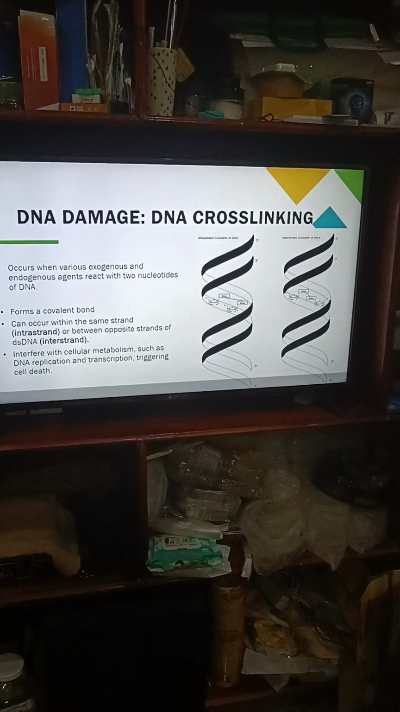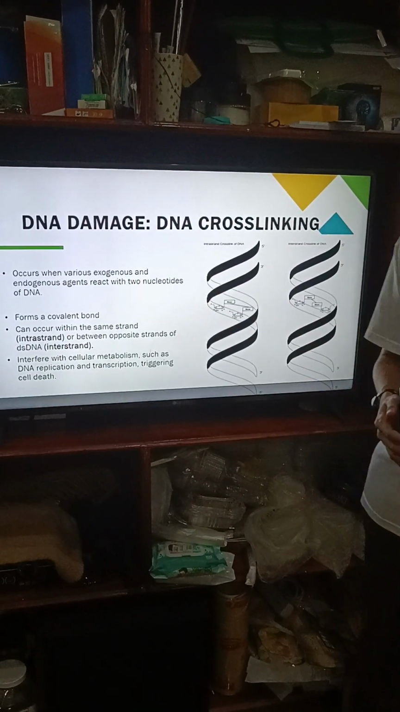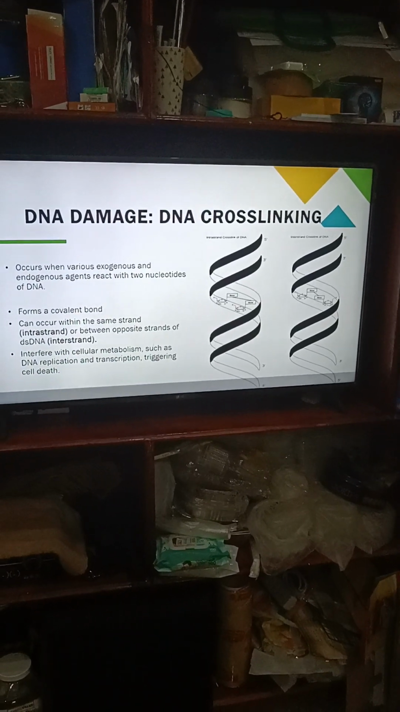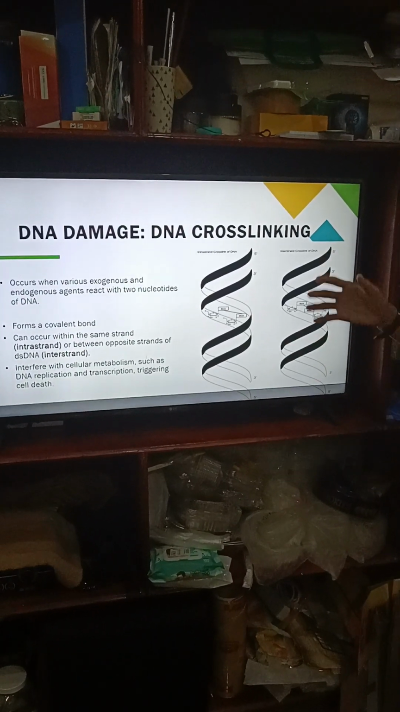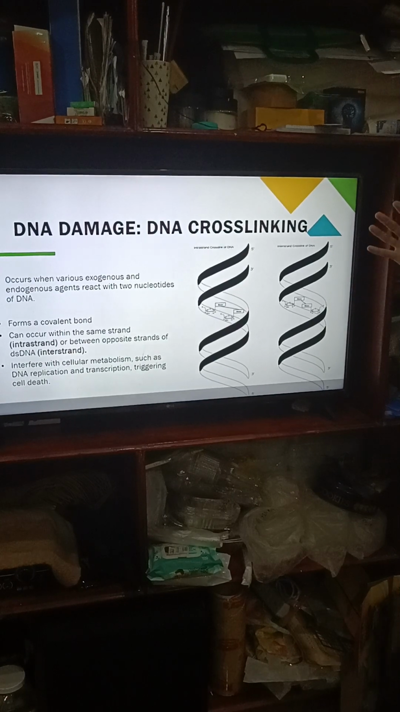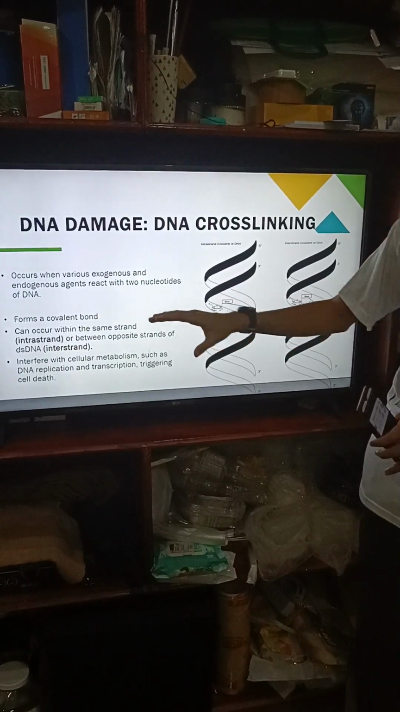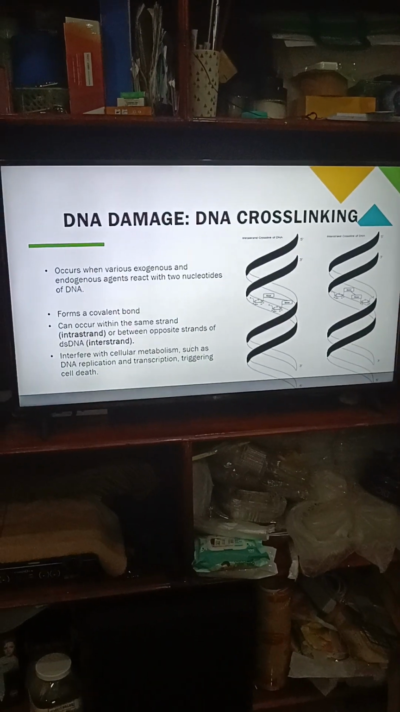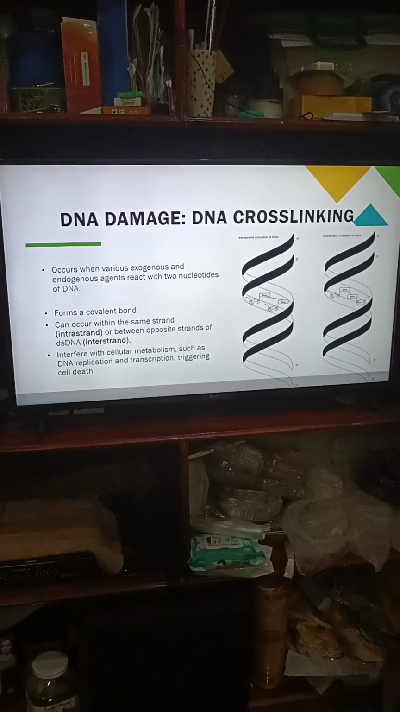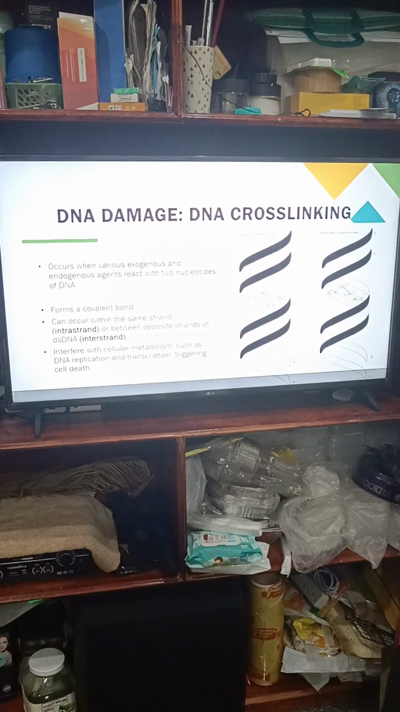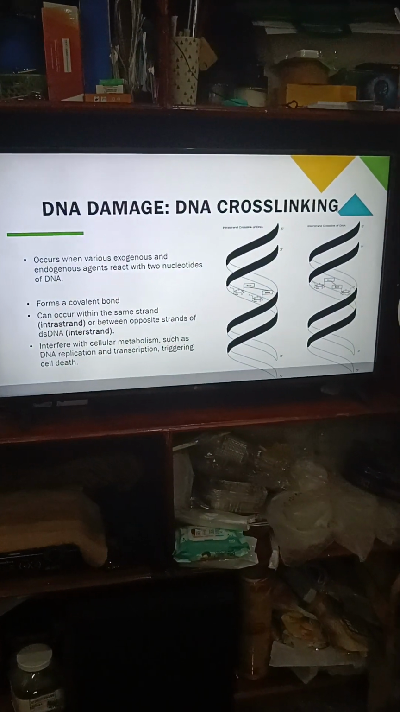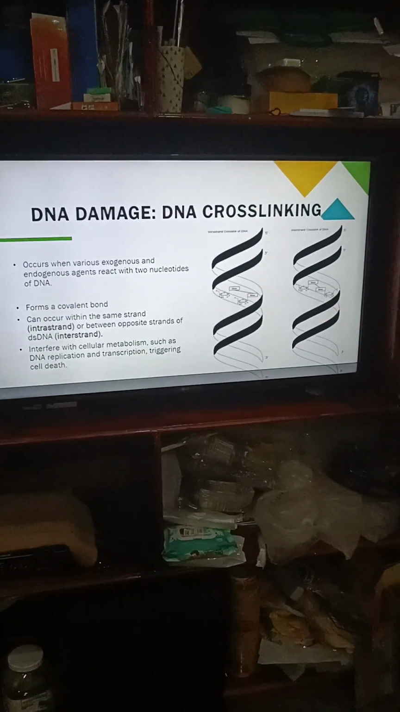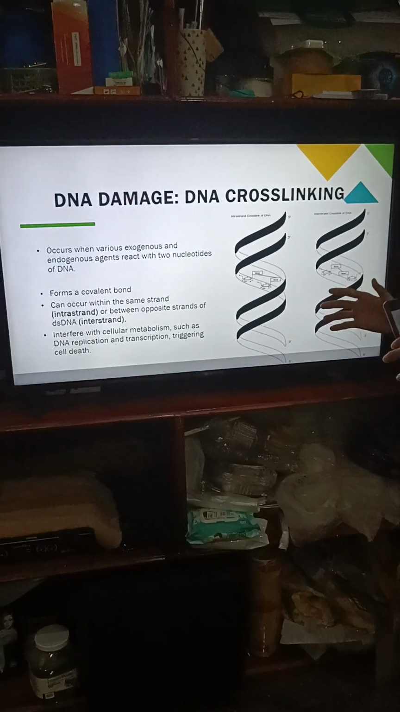In the DNA damage, DNA cross-linking. This occurs when various exogenous and endogenous agents react with two nucleotides of DNA, and it forms a covalent linkage or covalent bond between the two strands, and can occur within the same strand, the intrastrand, or between opposite strands of the DNA, the interstrand. This interferes with cellular metabolism, such as DNA replication and transcription, triggering cell death or apoptosis.